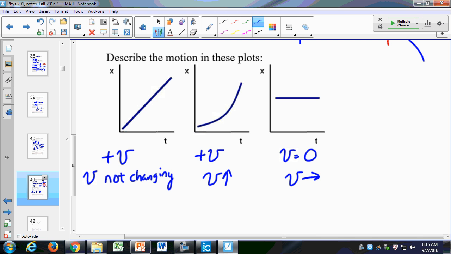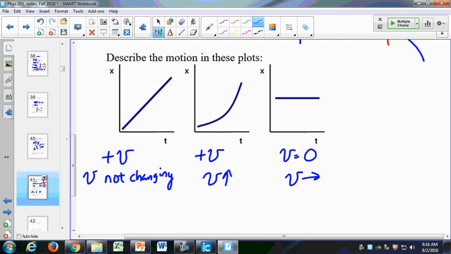Here I have positive velocity, and the velocity is increasing. Is the acceleration positive, negative, or zero? Think about it for just a second. Think about those two rules. If the velocity and the acceleration are in the same direction, it's speeding up. If the velocity and acceleration are in opposite directions, it's slowing down. And so you want to ask yourself, which of these scenarios is it? And is the acceleration positive, negative, or zero? Which is it? Positive is right. I'll write that down in a second.